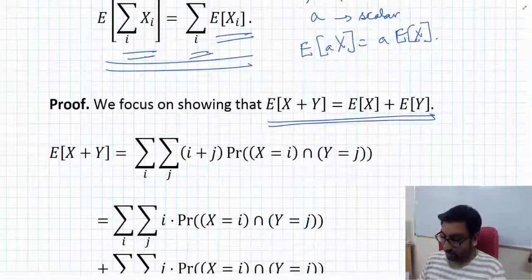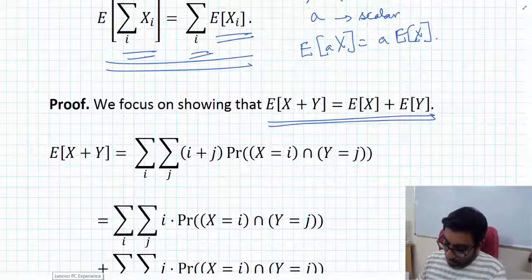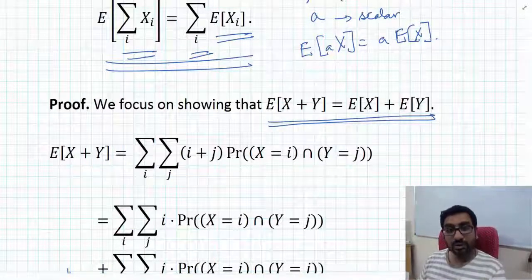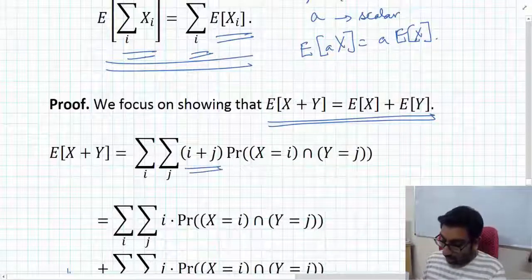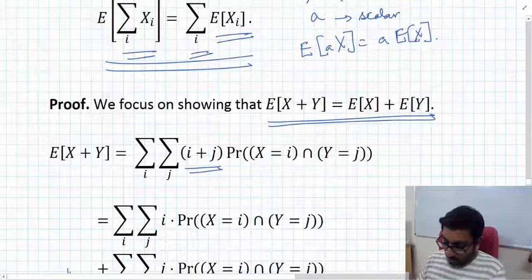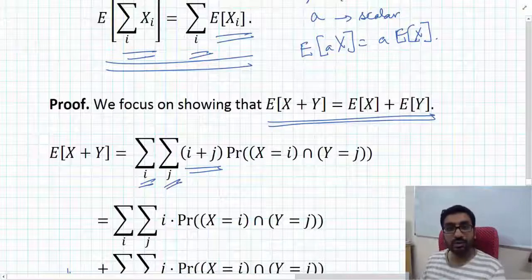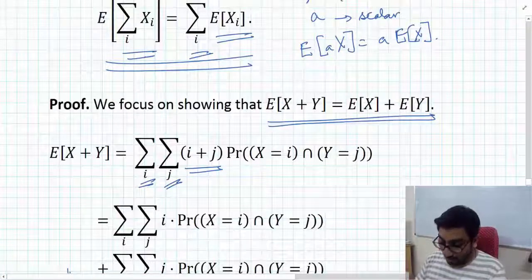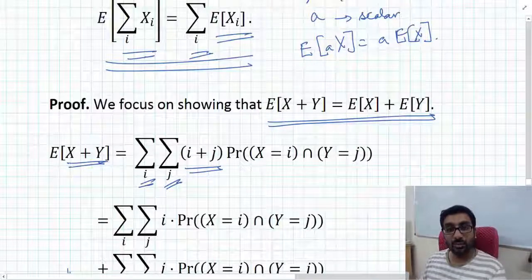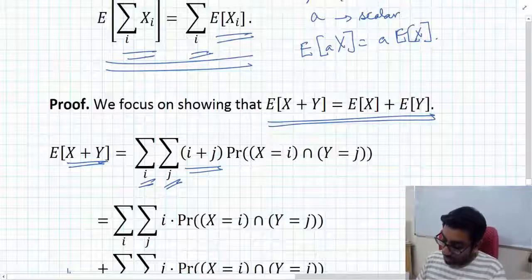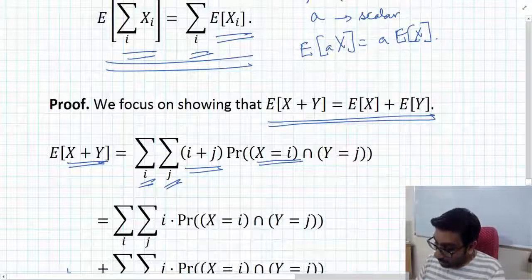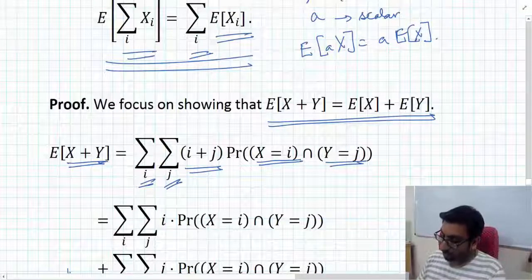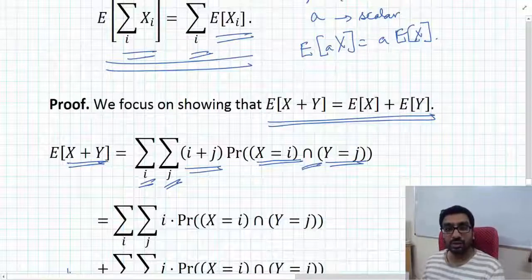So let's start with the left hand side, E of x plus y, and x plus y itself is a random variable, and therefore what are the possible values that x plus y can take? It can take all forms i plus j, where i is all the values that x can take and j is all the values y can take. And for each of these i plus j values, what is the probability that the random variable x plus y will actually take the value i plus j? Well, it's the probability that x individually takes i and y individually takes j. These are two events, and when we want both of these events to occur, then we'll have to take the intersection of these two events.